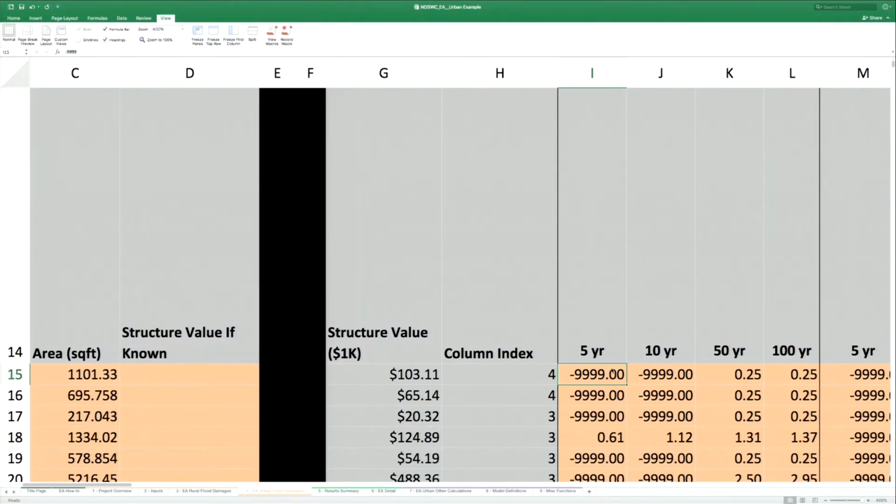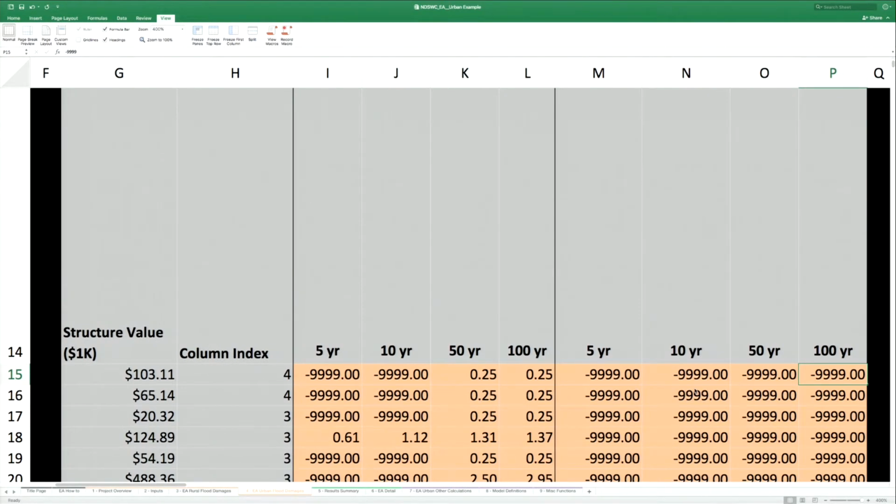And then what we have here are the depths of flooding at each of the structures. I've pulled this information from another study. And obviously this is 100-year level of protection, so none of these structures flood after the 100-year. The reason why I did this, you'll see all of these negative 999s. In this particular study, the depth damage curves go down to -8 feet relative to the foundation height. So we just plugged in a negative 999 to make sure that it doesn't compute damages for those structures.